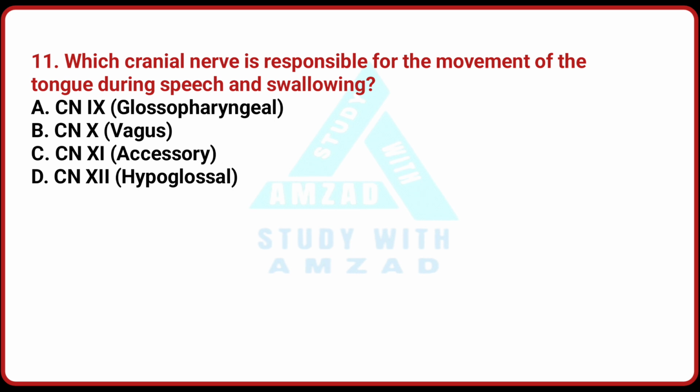Next question. Which cranial nerve is responsible for the movement of the tongue during speech and swallowing? Option A, cranial nerve 9; option B, cranial nerve 10; option C, cranial nerve 11; option D, cranial nerve 12.